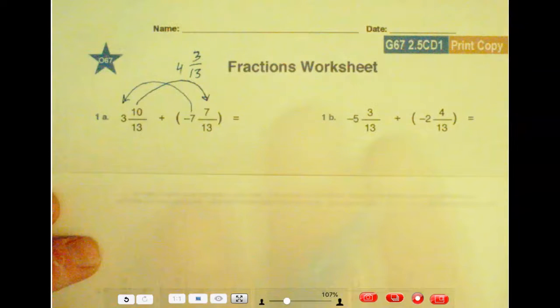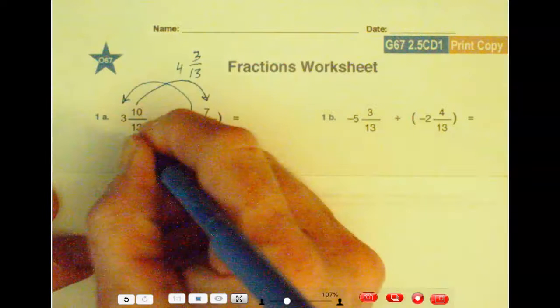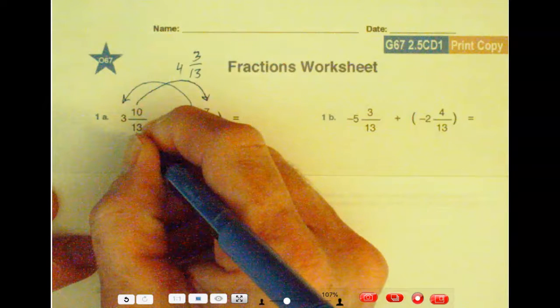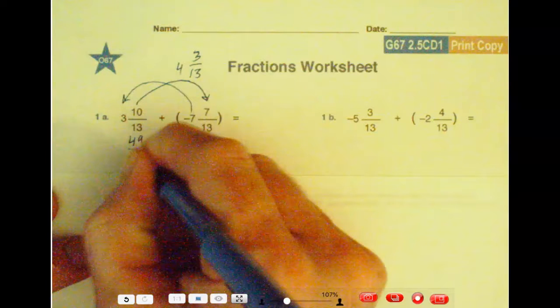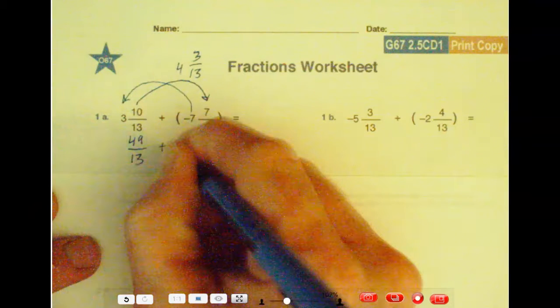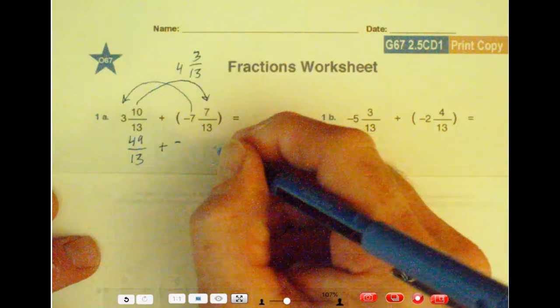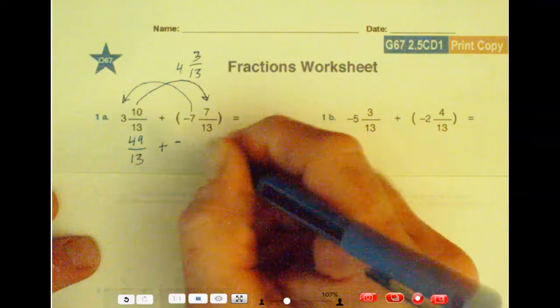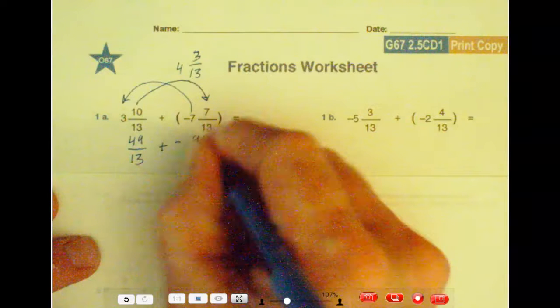Improper fractions always work. 3 times 13 is 39 plus 10, make this 49/13. Plus a negative, 7 times 13 is 91. 91 plus 7 is 98/13.